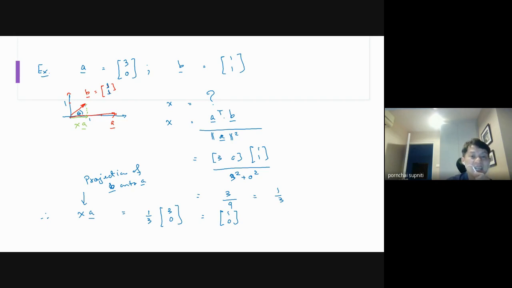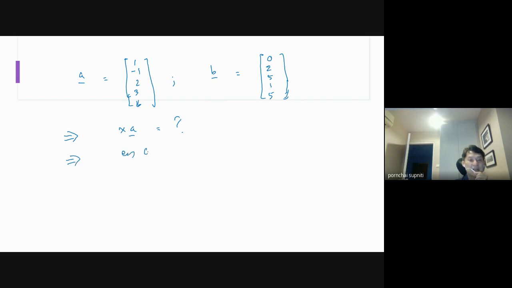Okay. But in general, if you have higher dimension, maybe it's not easy to guess. And in this case, it's easy because A only has one element here. If I ask you a separate question, say I have A is equal to 1, minus 1, 2, 3, 6. And then I have B is equal to, say, 0, minus 0, 2, 5, 1, 5. Maybe I can ask the same question, but now it's not so easy to guess, right? If I ask you what is XA, then it's not so easy to guess, right? Then if I ask you also what is cosine theta, also not so easy to guess now. So you understand what I'm saying, right?